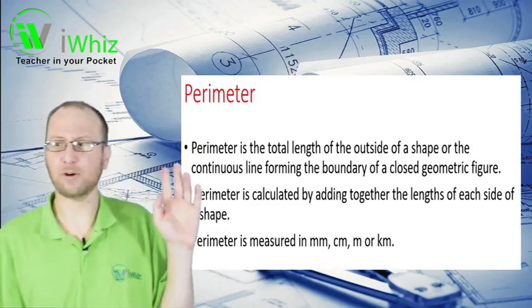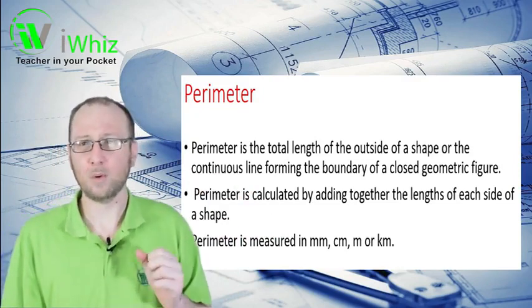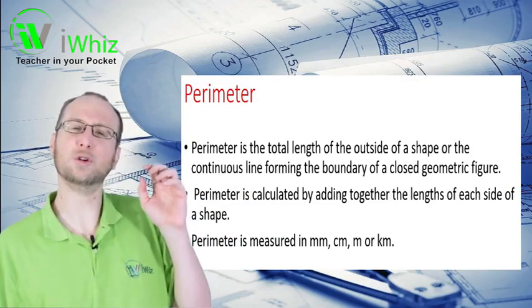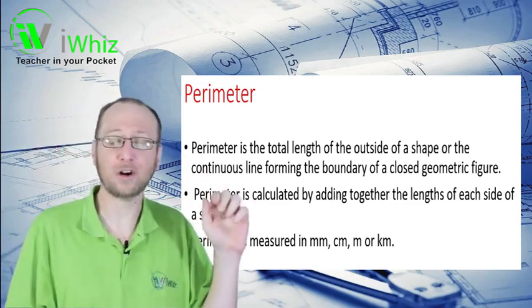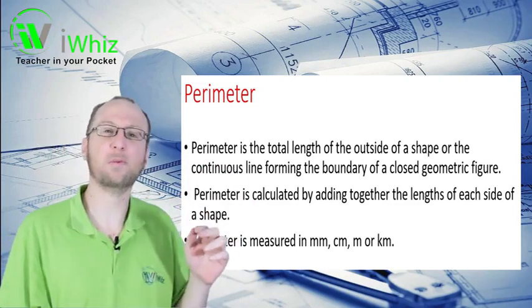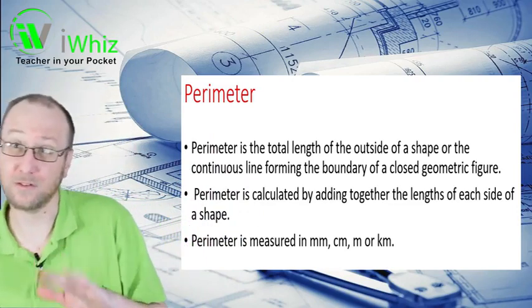And the first thing you're probably asking yourself is, what is perimeter? Well, the perimeter is the total length of the outside of a shape. Or in other words, it's a continuous line that forms the boundary of a closed geometric figure or flat figure.